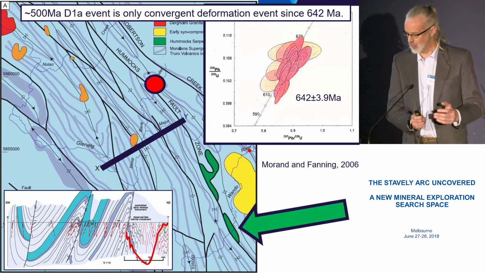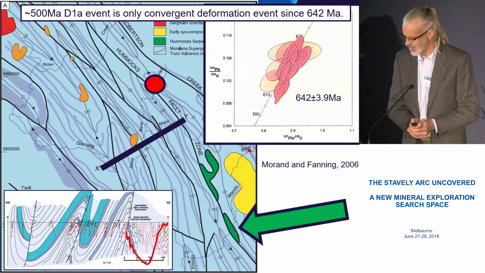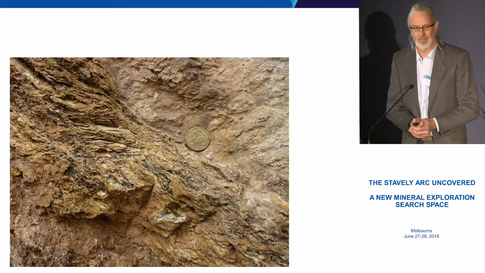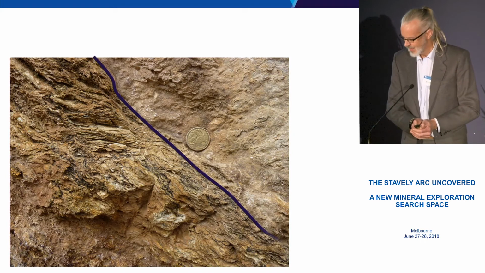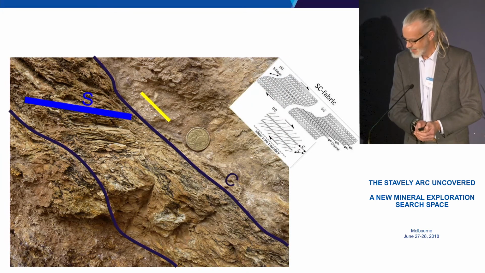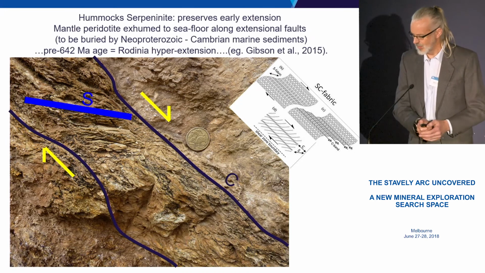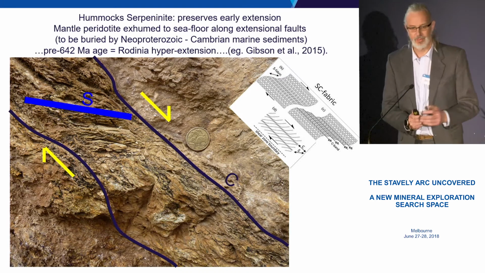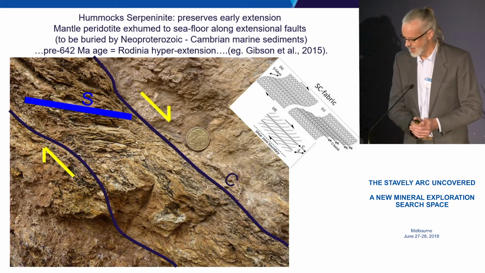And when we look at rocks below those 642 million year sills and sediments, we see serpentinite. It's a peridotite. It's a bit of the mantle. And it's got extensional shear fabrics in it. So there's SC fabrics there. And this is an earlier extensional event that predates 642 because we're not seeing this in those younger 642 million year sediments.